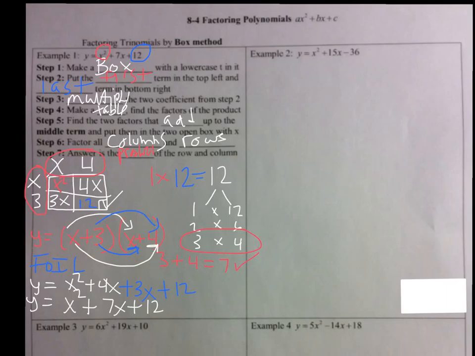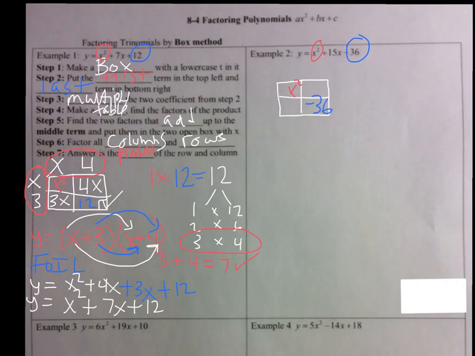Alright, so example 2. Again, I highly encourage you to pause the video and then check your answer with mine when you are done. Alright, step number 1. So we're going to draw a box and then put a T in here. Now I'm going to put the first term, which is our x squared, in the top left, and then put our last term, a negative 36.